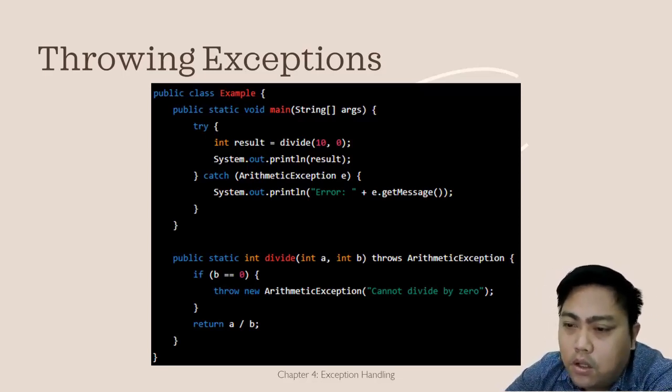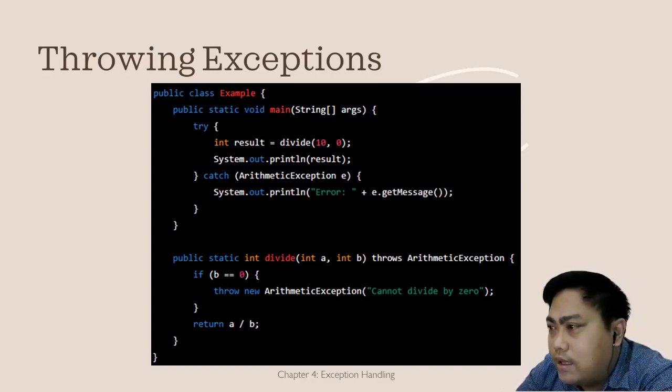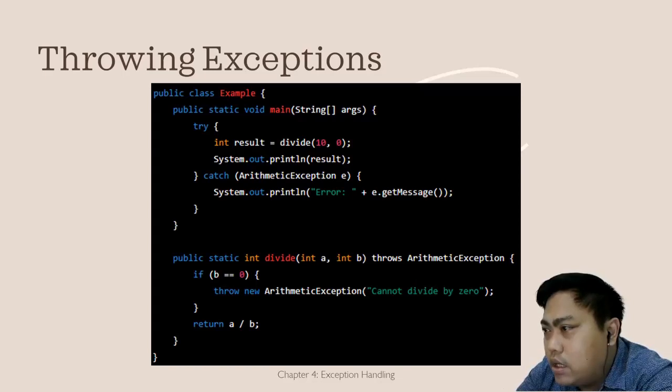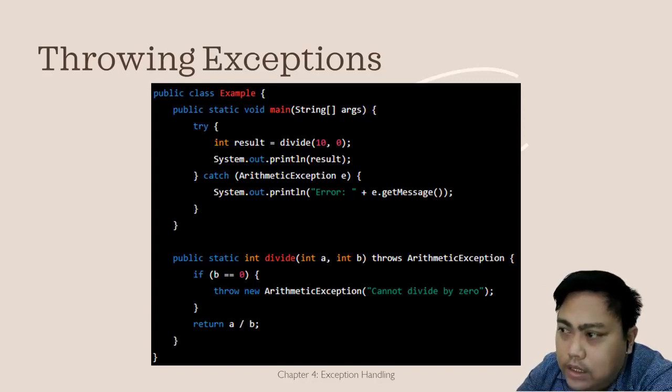So this informs the caller that the method may throw an exception and allows the caller to handle the exception or pass it up the call stack. In this example, we have the divide function. We use the keyword throws, and then the ArithmeticException. This is the name of the exception that we want to handle, and we want to throw the ArithmeticException using this class.